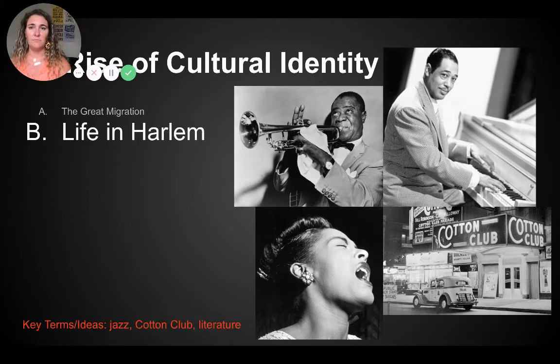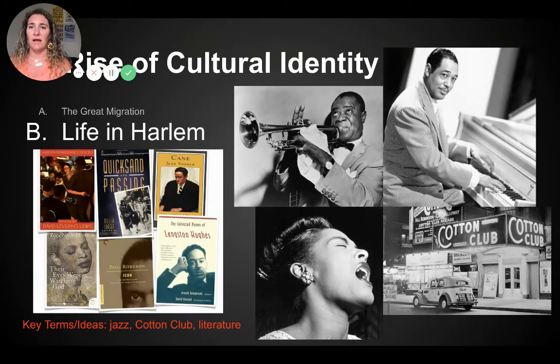We also saw the rise of literature and poetry during this time. Artists like Langston Hughes and Countee Cullen or Claude McKay, Zora Neale Hurston, all of these artists really had this explosion telling their stories during this time. I'm going to have you listen to a poem by Claude McKay called If We Must Die.